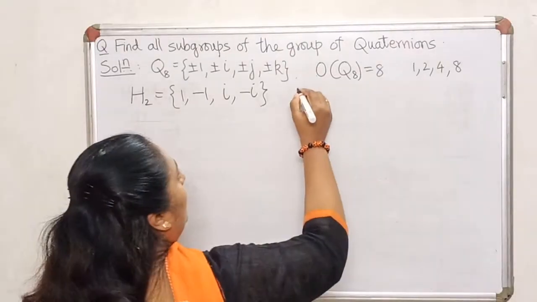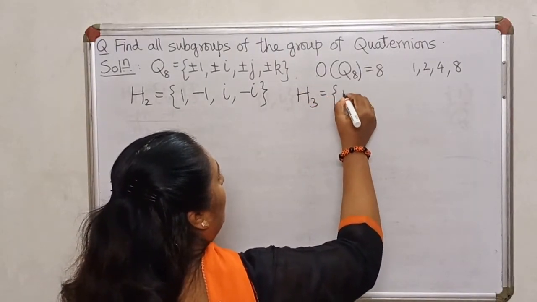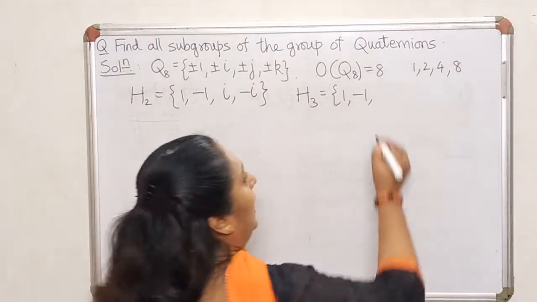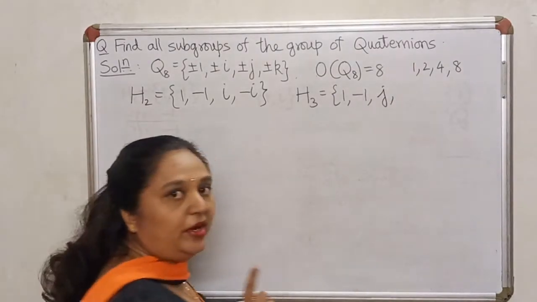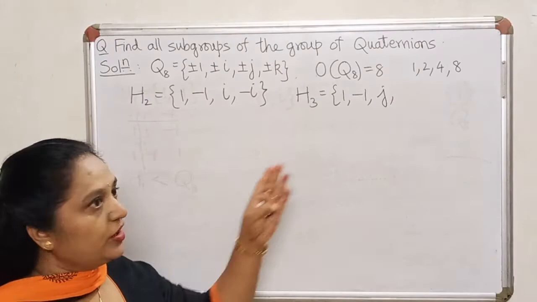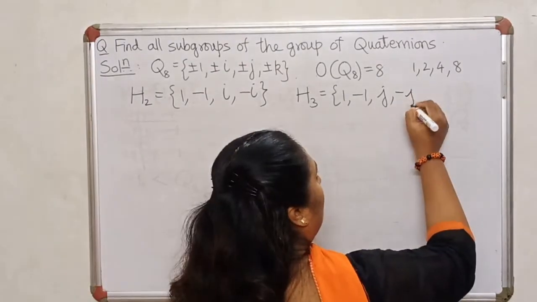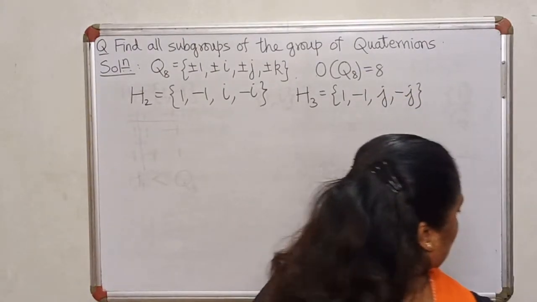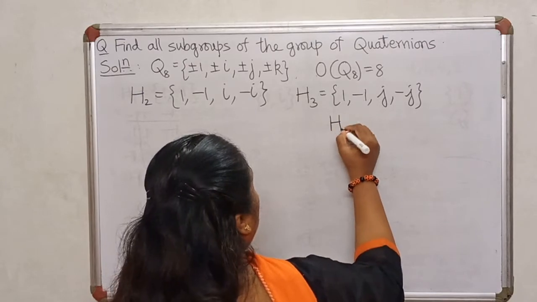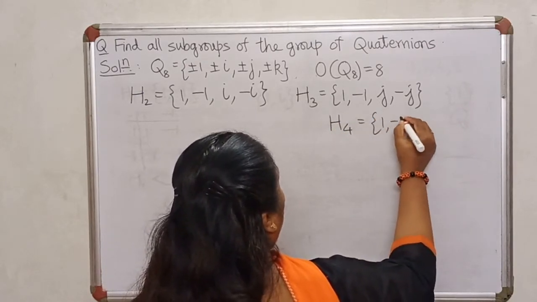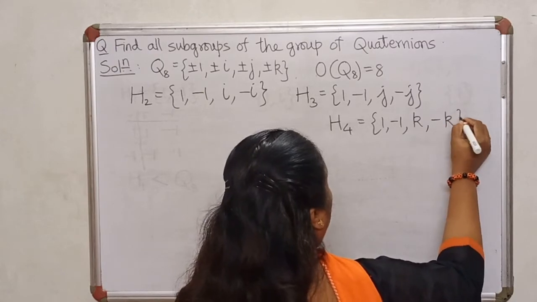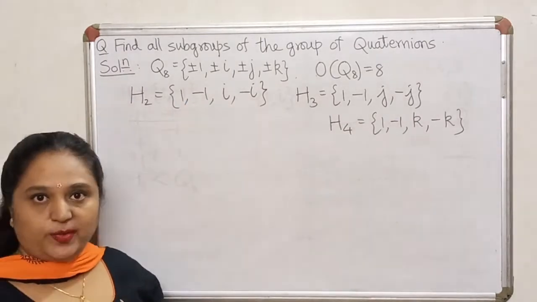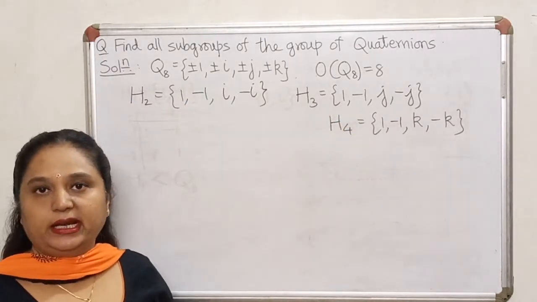Same way, now let me take my next subset. Remember I told you I'm going to freeze the second element also as -1. Then I can take my third element as j. But if I take my third element as j, the best choice for the fourth element is the inverse of j, which is -j. And likewise, my next choice will be 1, -1, k and the inverse of k, that is -k. So with 1 and -1, these are the three good choices that I get.